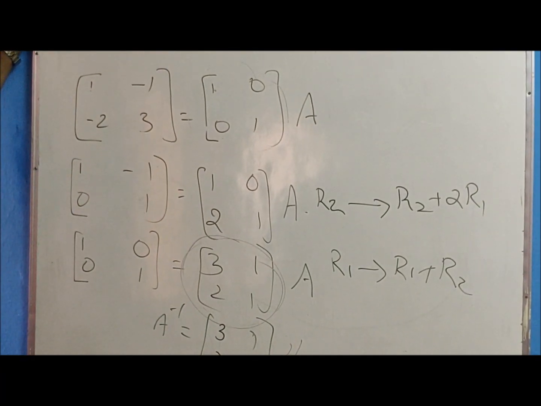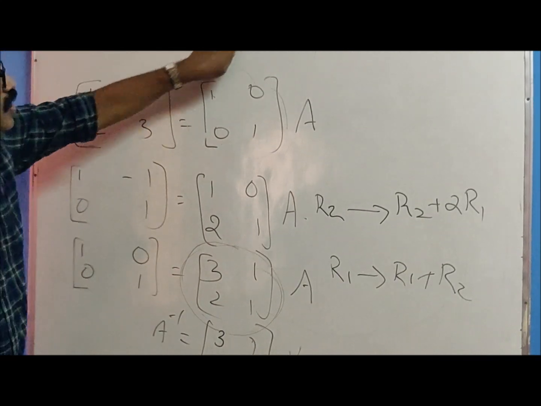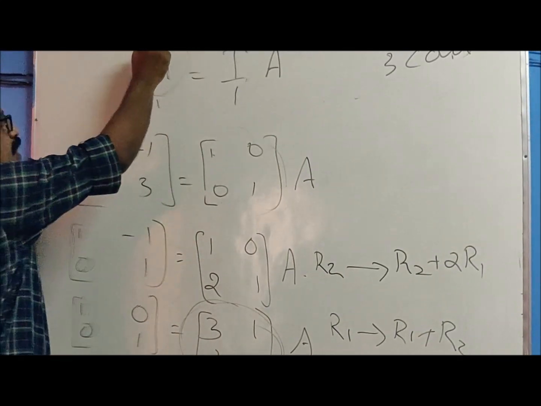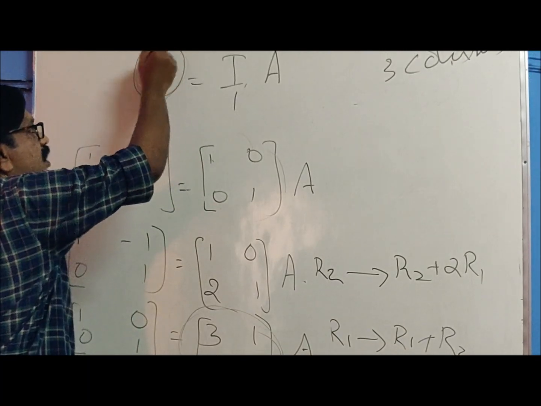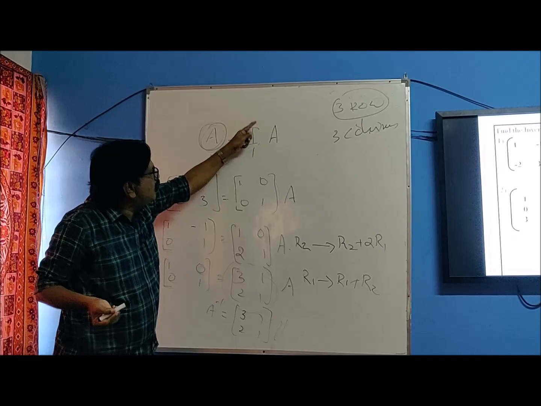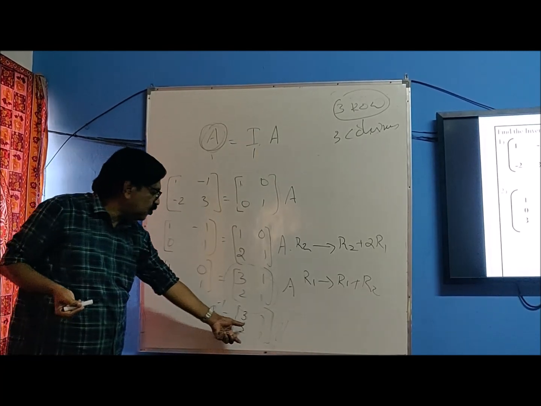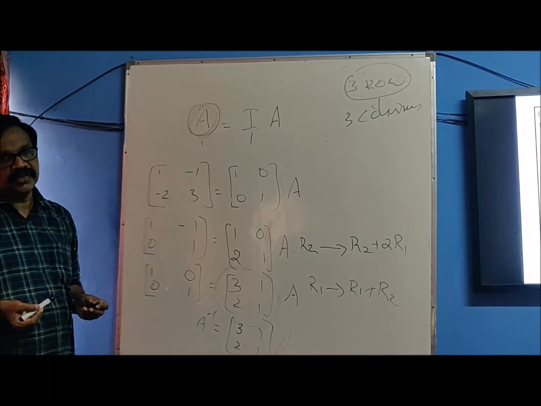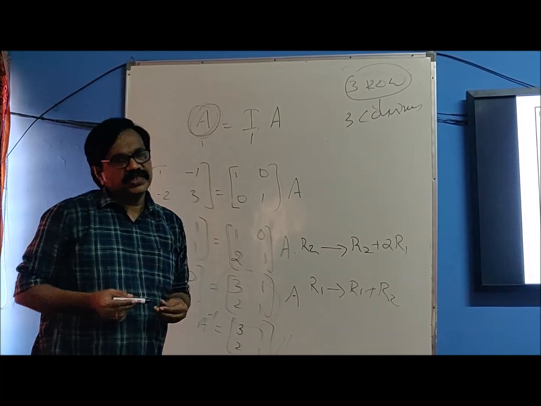This is a simple method only. First you write the given matrix as I into A. Then do some elementary row operations to bring the left side to the identity matrix. The same operations we do on the right side also. Then we will get the inverse of the given matrix. We can do problems in the next session. Thank you.